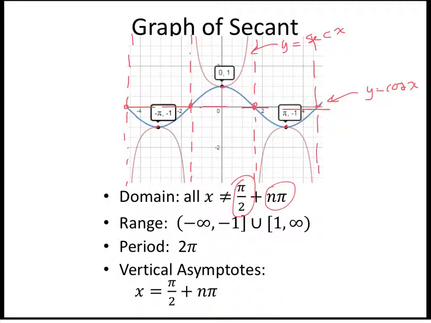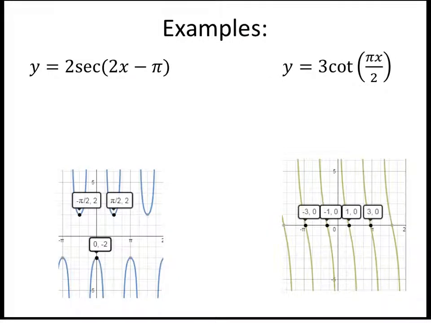My period is still 2 pi, okay? It takes 2 of these cycles to completely finish this off, okay? And my vertical asymptotes happen where my domain drops out as well, okay? So that's what secant is going to look like for us. So let's do some transformations of these functions. Let's see what we've got going on here.